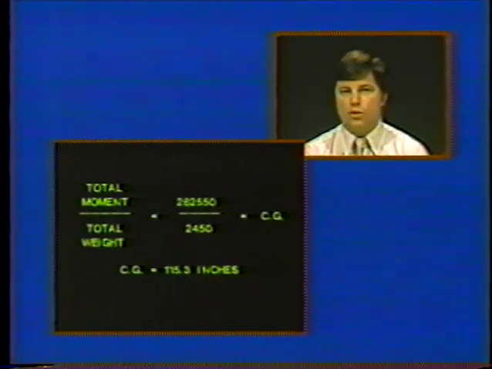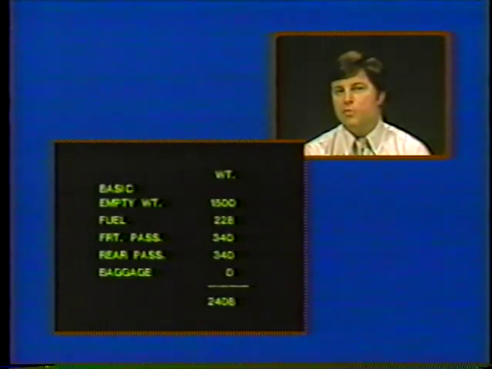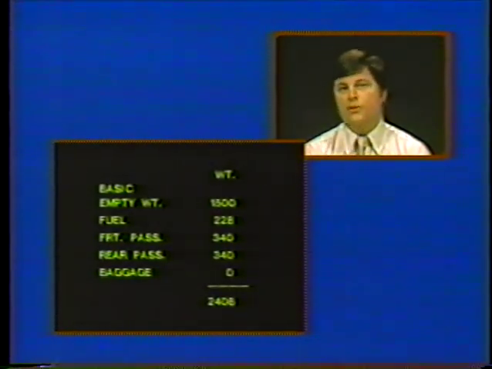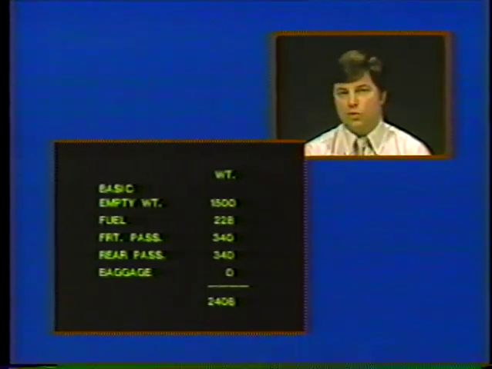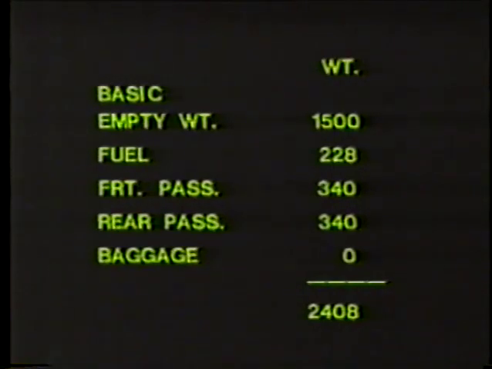with its 2,450 pound gross takeoff weight and its 1,500 pound basic empty weight. This flight requires that we take along four persons weighing 170 pounds each and at least 38 gallons of fuel. So we begin by listing our items and their weights on our worksheet. It should look like this.